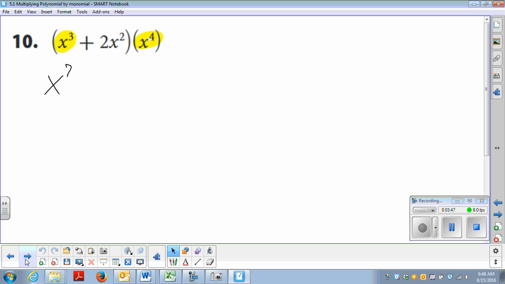Okay. In this example, what we want to do is multiply a monomial times a binomial, or maybe even a trinomial or polynomial. But the rules remain the same. What you want to do is take the monomial and multiply it times everything else over here. So I'm going to take the x to the 4th and multiply it times x cubed. Then I'm going to take the x to the 4th and multiply it times 2x squared.